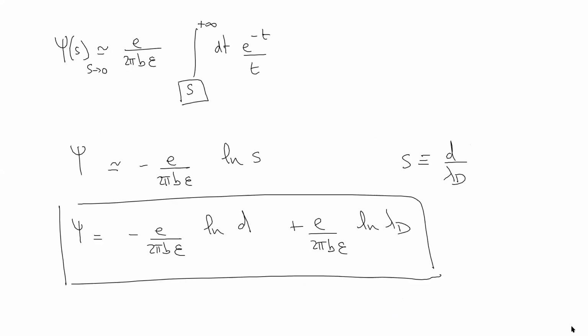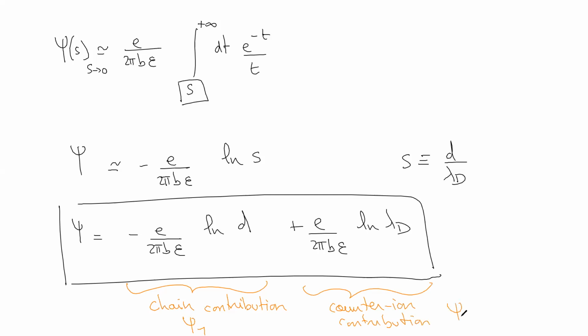It's here, okay? And so I can formally express things saying that this is a chain contribution. This is the one we did at question number 1, the first part. And we call that psi1. And there is another counter-ion contribution that we call psi2 as a notation, all right? Any question so far?